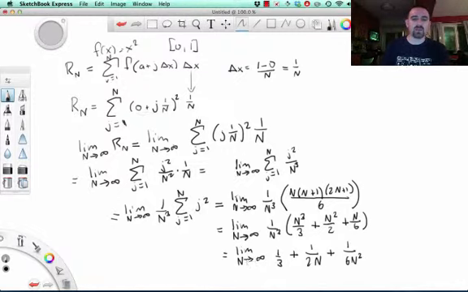Now let's evaluate the limit as n goes to infinity. This just goes to 1/3 because 1/3 doesn't have an n in it. As n goes to infinity, this goes to 0. As n goes to infinity, this also goes to 0. So our limit, as n goes to infinity, is 1/3. That means the exact area underneath x squared from 0 to 1 is exactly 1/3.